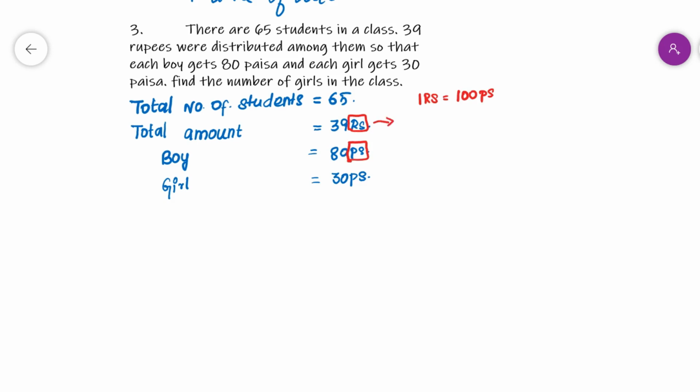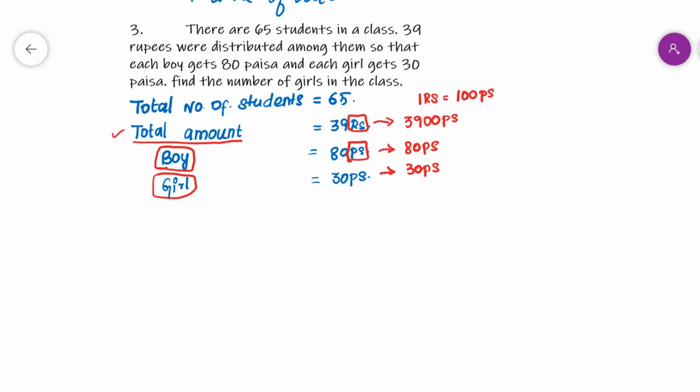And there are two twists they have given in this problem. One is they have given the total amount in rupees and the per head for boy and girl they have given in paise. So we'll convert it to paise. Everything will be in the same units. So 1 rupee is 100 paise. So when you convert the total amount, it is 3900 paise.